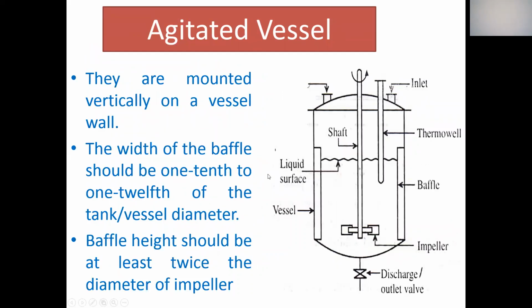Now the width of the baffle. So what should be the width of the baffle? The width of the baffle is 1/10 of the tank diameter. It can be 1/12 also. So 1/10 to 1/12 of the tank diameter. And the baffle height should be at least twice the diameter of the impeller. So if the impeller diameter is 2 meter, then the baffle height is going to be around 4 meter, right?